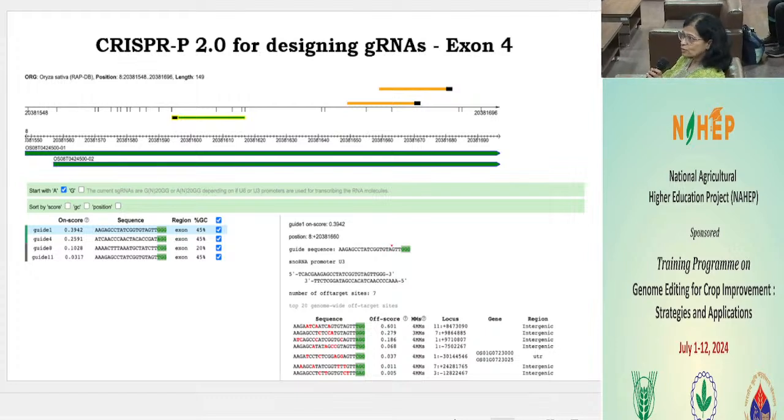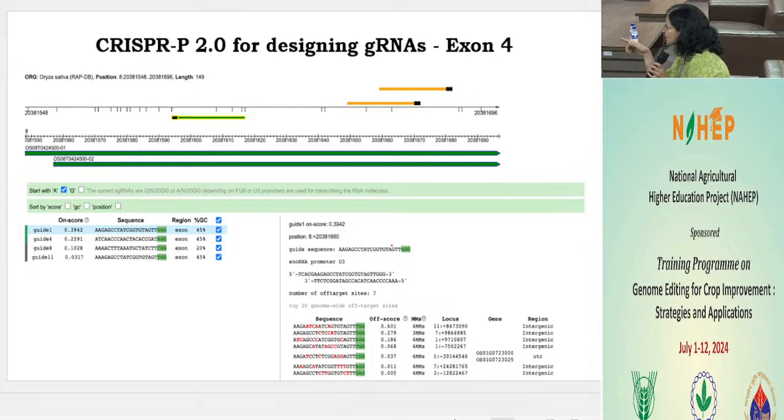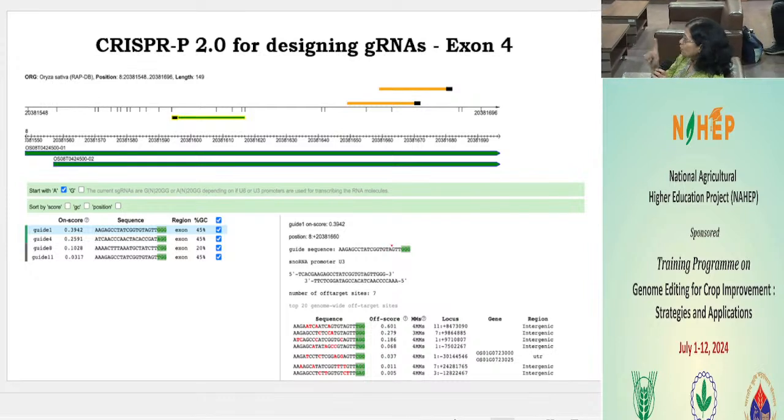It is very good. Otherwise, anyway, you have to go for Sanger sequencing to confirm whether the mutation is there, or if there is any indel or any kind of. Next one.